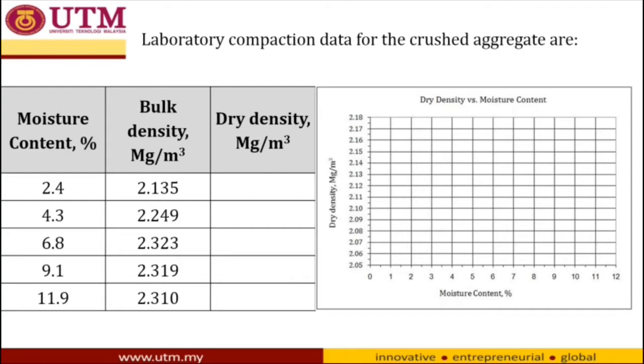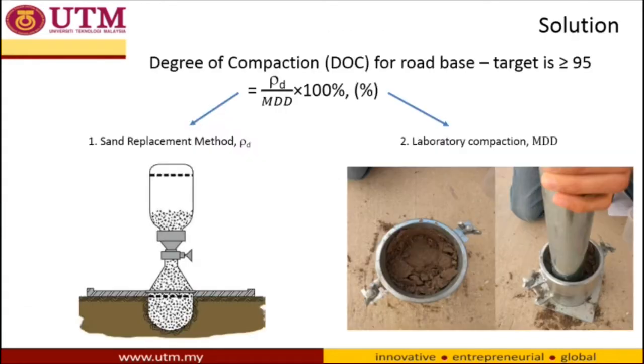Okay, next, this is the laboratory compaction data for crushed aggregate used for the road base layer. The given values are moisture content and bulk density for 5 samples. And here, the chart is used for plotting the dry density versus moisture content. This is actually similar to what we have discussed before in chapter 1 of your notes. So, using the data given, let's try this example.